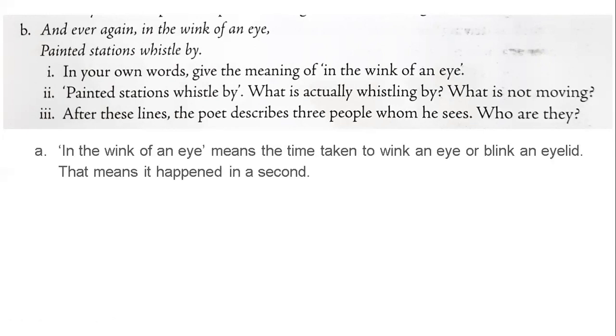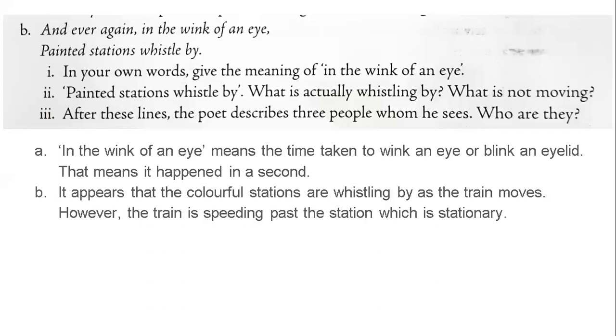In the wink of an eye means the time taken to wink an eye or blink an eyelid. That means it happened in a second. It must have been a very fast train. The second one. It appears that the colorful stations are whistling by as the train moves. However, the train is speeding past the station which is stationary. Got it? So what's moving? The train, not the station.